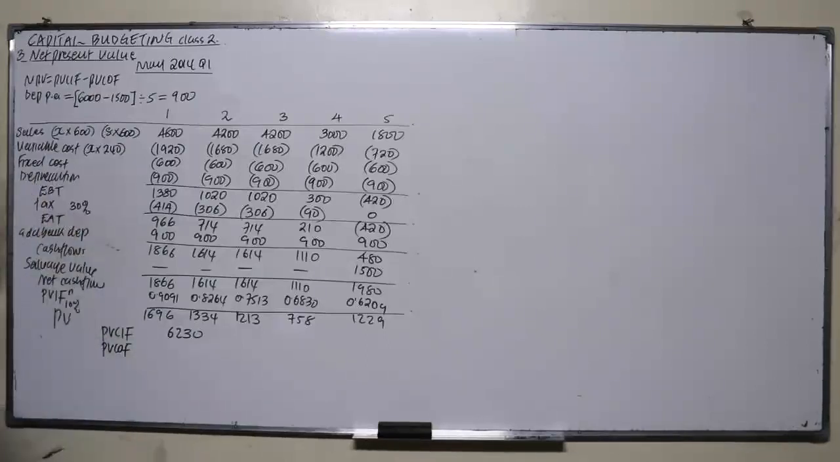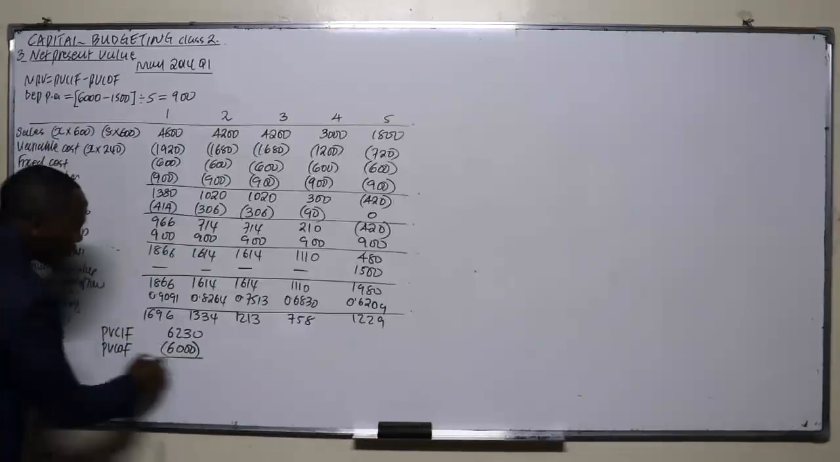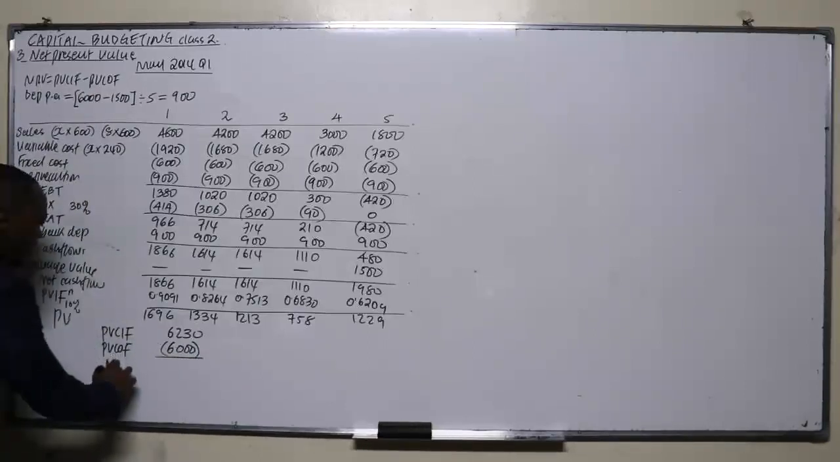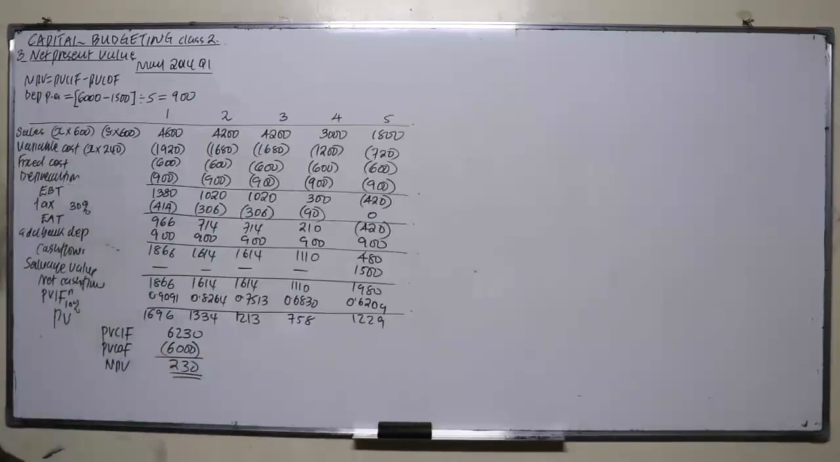Now, to undertake this project, you are buying the machine. And the cost you're incurring to buy that machine is the present value of cash outflow. The cost of the machine was 6 million. So that means the net present value will be positive.